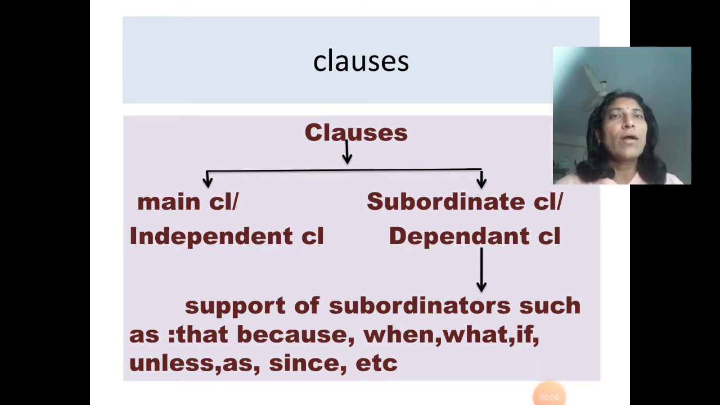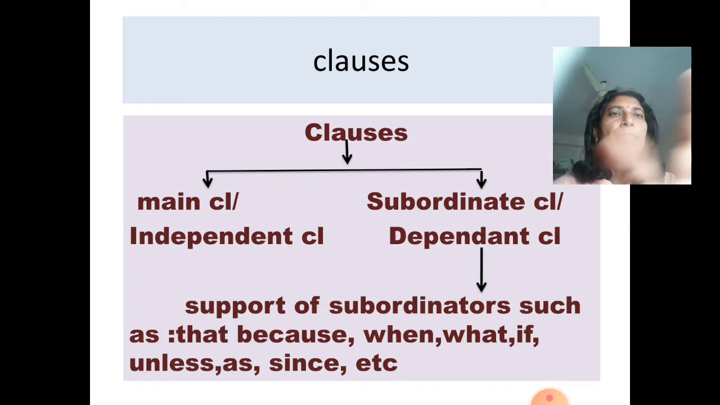Clauses का मतलब होता है वाक्य, statement. It is of two types: main clause, also called independent clause, and subordinate clause, also called dependent clause. Subordinate clause कैसे पहचानते हैं? इसके पहले एक subordinator होता है, जैसे कि because, that, when, what, if, unless, as. ऐसे शब्द के बाद आने वाला जो statement है, it is called a subordinate sentence or subordinate clause, dependent clause.